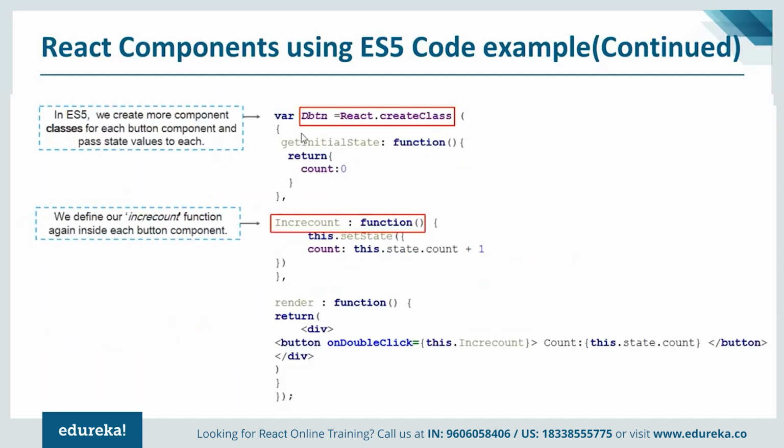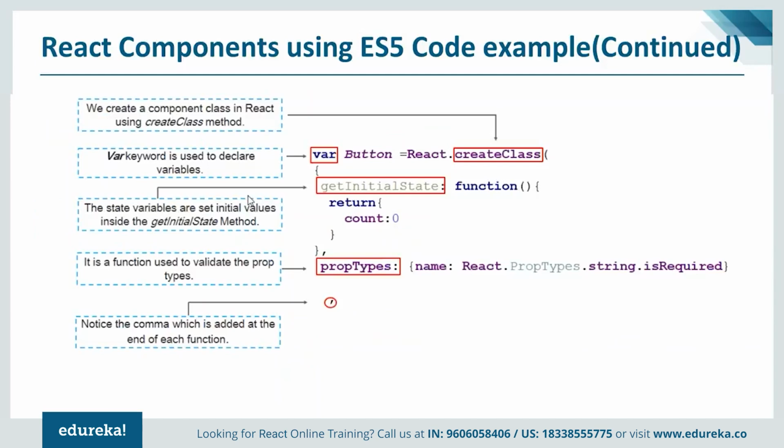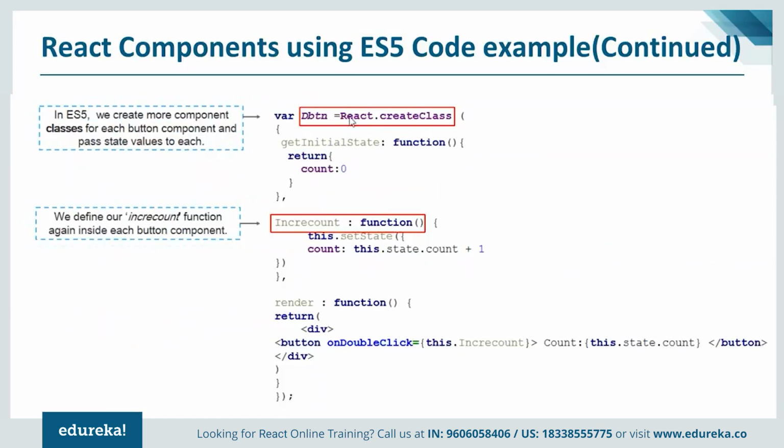Now again, continuing to this code, we have three components. We create more component classes. This DButton is for the double click of the button, React.createClass. If I go to the previous slides, this is a button which will show the increment counter on a single click. Now this is again a component, the second component, React.createClass, DButton, which will show the increment counter on the double click of the button. Again, it has the increment counter. It has another event called onDoubleClick. So it says button onDoubleClick. We define our increment function over here inside each button component.